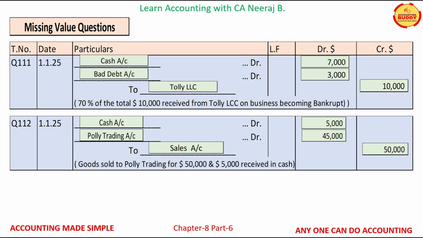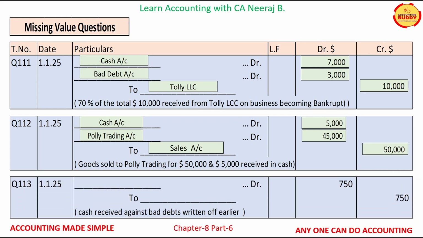Question number 113 is cash received against the bad debts written off earlier. The accounts which are affected by this transaction are debit cash account and credit bad debts recovered account.